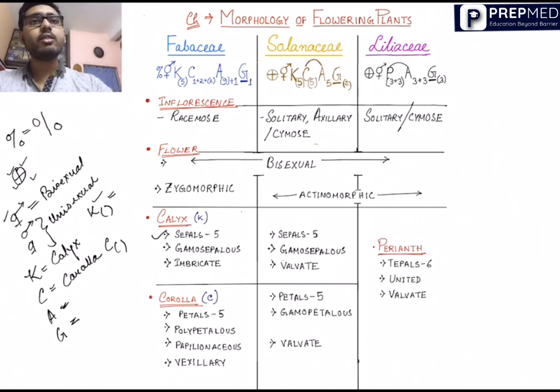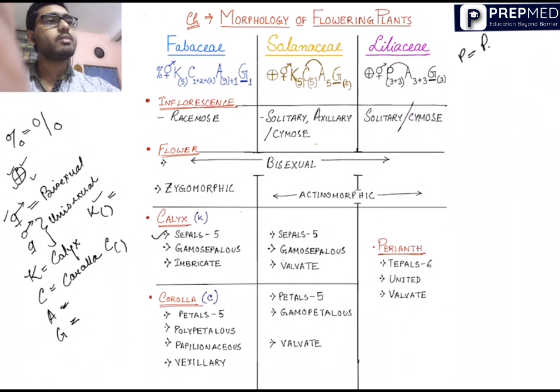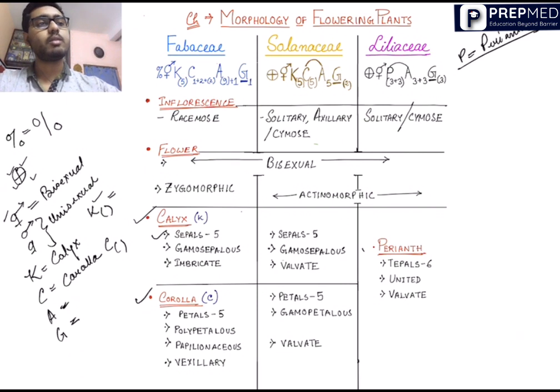Here I want to tell you that the letter P represents perianth. So what exactly is perianth? Perianth is something which is neither calyx nor corolla, but something in between them. So the unit is neither sepals nor petals, but a mixture of both the two words. It's tepals.